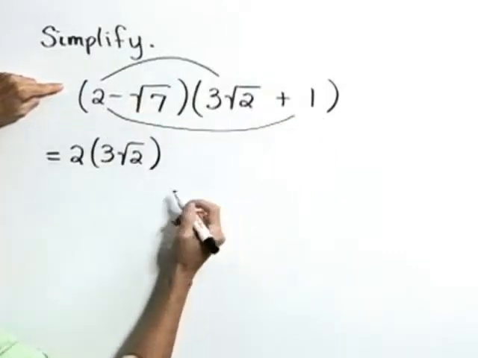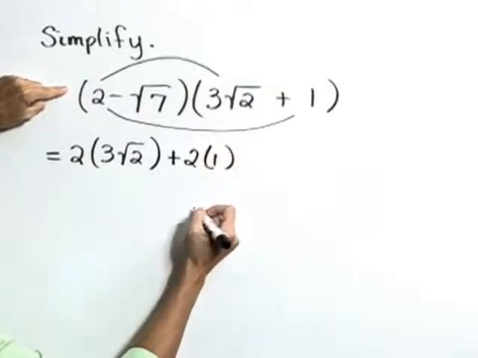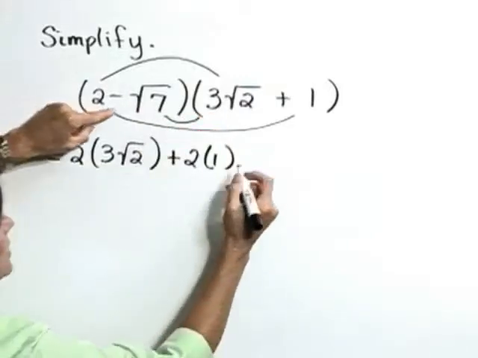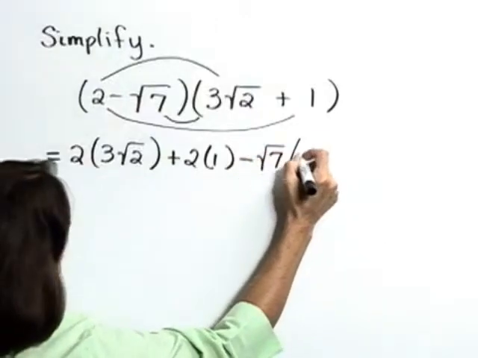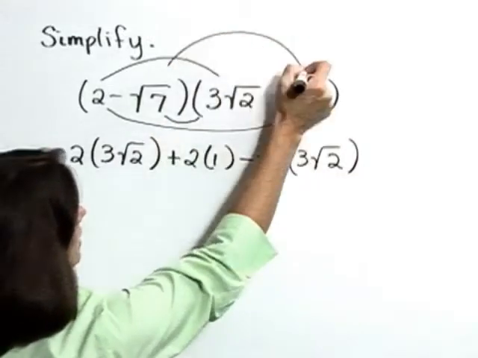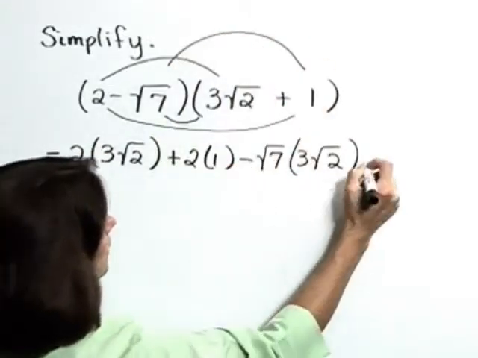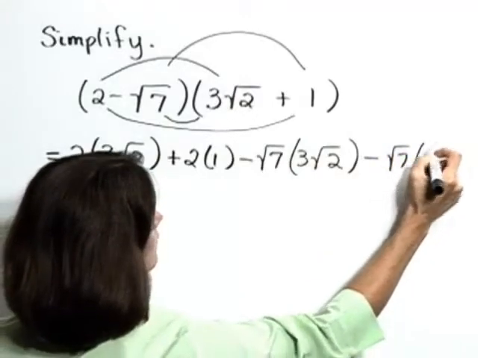Our outer product is a plus 2 times 1. Our inner product is going to be a minus the square root of 7 times 3 times the square root of 2. And our last product is a minus the square root of 7 times 1.